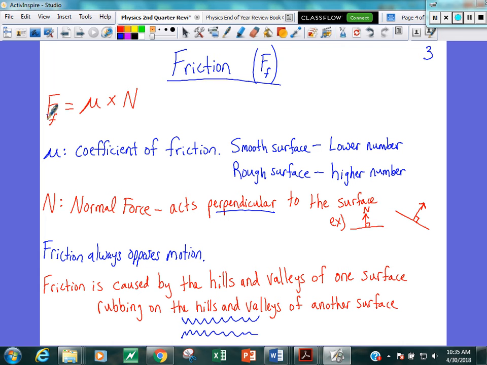Okay, friction is equal to mu times n. Coefficient of friction times the normal force. Hopefully that's a good review. If you're still writing, please hit pause. And once you're done, we'll go to the next page.